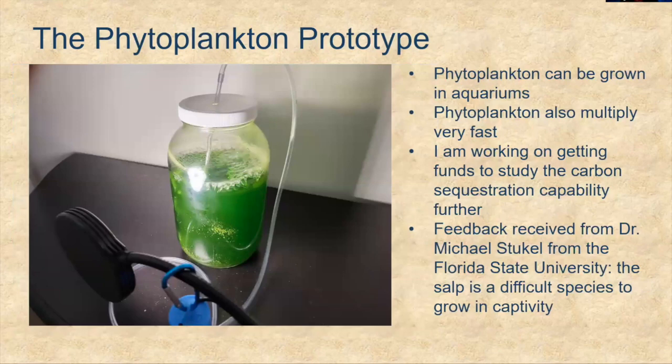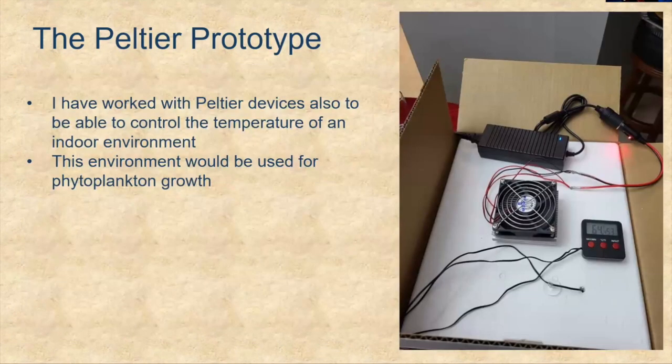As you can see, I already have a farm for the phytoplankton, and they're really easy to make. So making the food for the salp is super easy, and that's what I'm going to include in the carbon sequestration engine. I also have the Peltier device. Because the salp lives in very cold areas, I'll use the Peltier device so they can have the correct temperature in their environment.